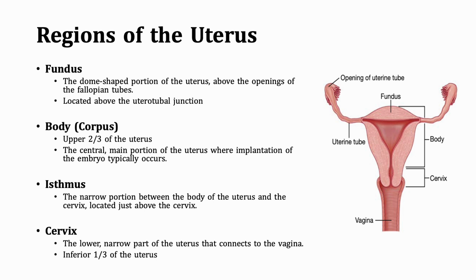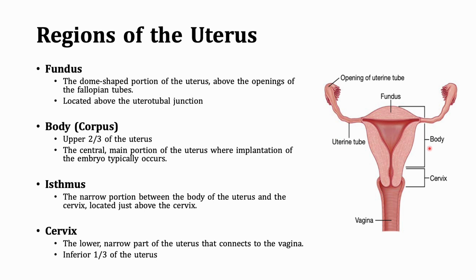As for the regions of the uterus, this is the uterus right here. We'll start from the top. Let me get my pointer. So this is the fundus of the uterus. That's the dome-shaped portion of the uterus, and it's above the opening of the fallopian tubes, or the uterine tubes. So right here, it's located above the uterotubal junction.